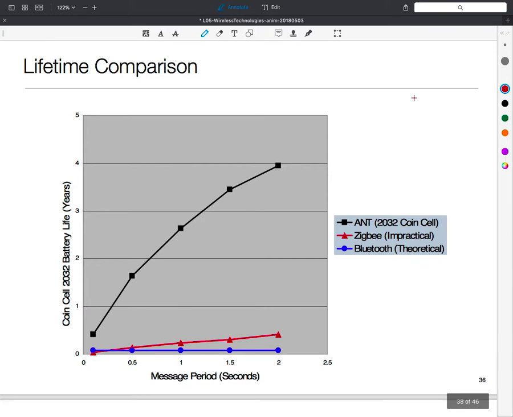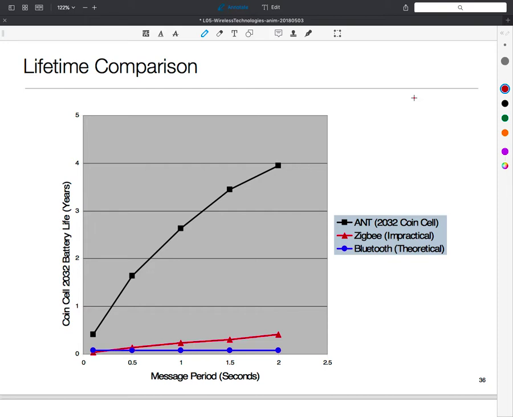So this shows you why things like ANT or BLE are needed. In this case, what we're showing is, for messages being sent at a certain duty cycle, what kind of advantages that you get.